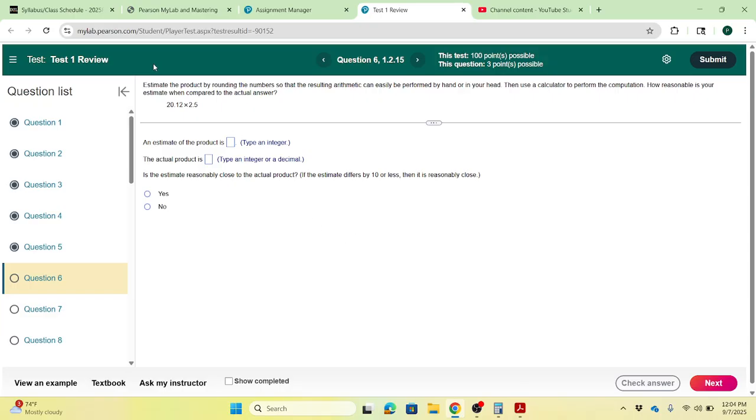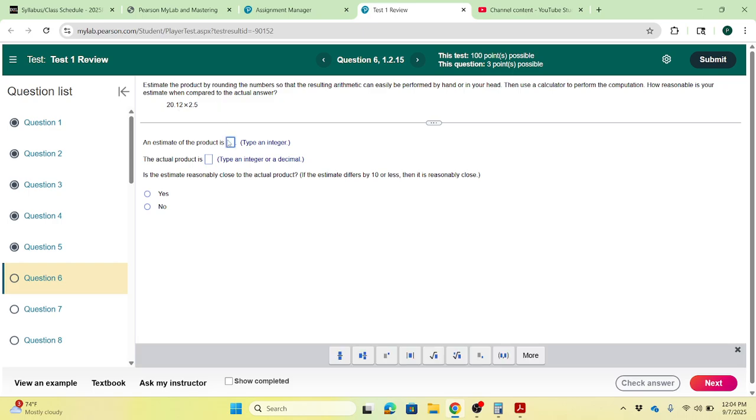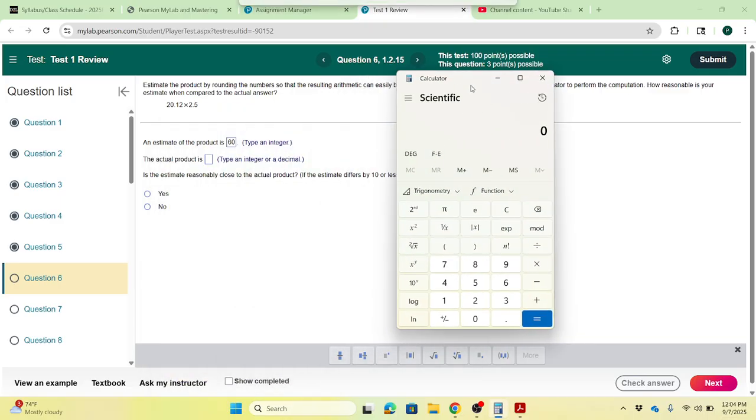Okay, estimate the product by rounding the numbers so that the resulting arithmetic can easily be performed. So 20.12, I can estimate that as 20, and 2.5 is close to 3, so 20 times 3 is 60. This is just the estimation, and the actual product you can always find by using a calculator. You have to do that.